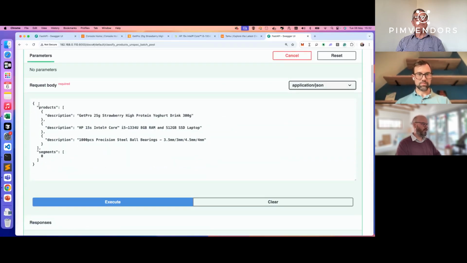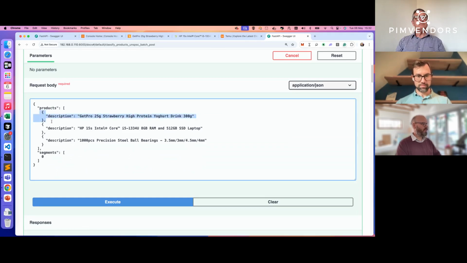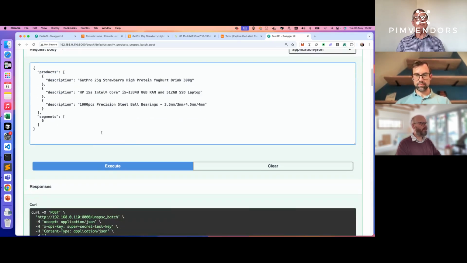So this is the structure you sent it in. It's just pure JSON: your array of product descriptions that you sent in, and you can limit it to one or many segments. I'm not going to limit it to segments at the moment. So we have our yogurt, our laptop, and our ball bearings.